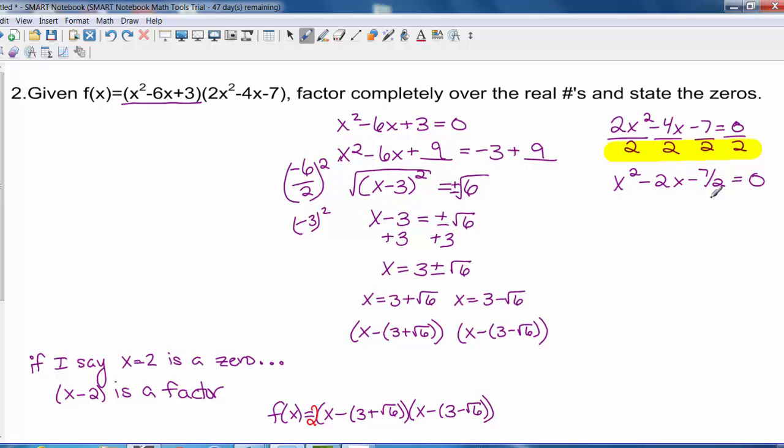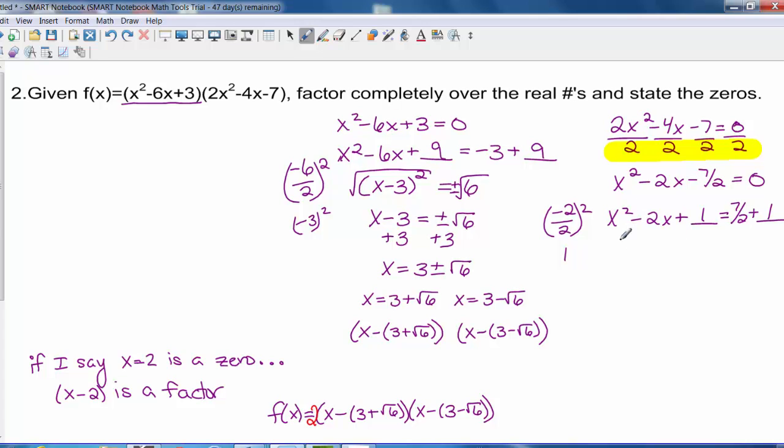Okay, so I'm going to move my constant over and have my variables on the other side. So I'd have x squared minus 2x plus blank equals, add 7 halves, so that would be 7 halves plus blank. So I'm going to find my perfect number. That's my b value, negative 2 divided by 2 squared. So that would be negative 1 squared, which is just 1. So I'm going to add 1 to both sides of my equation.